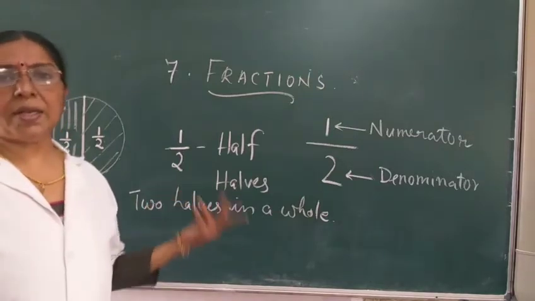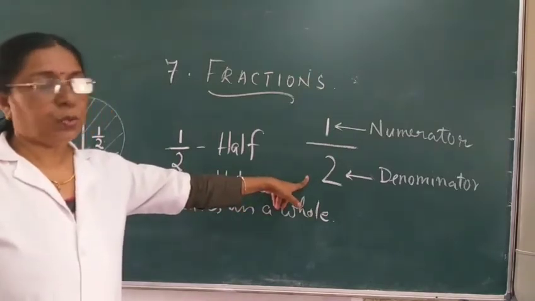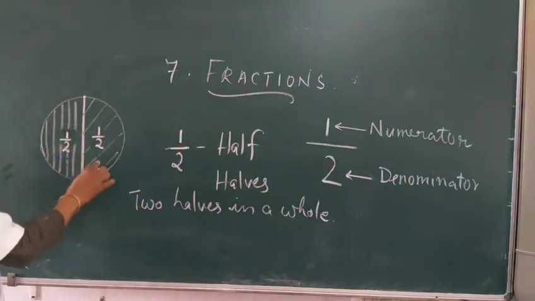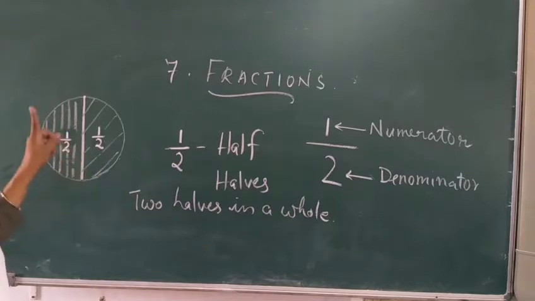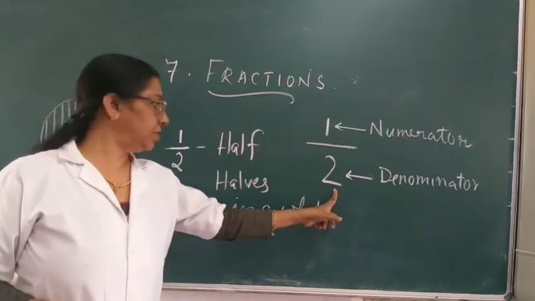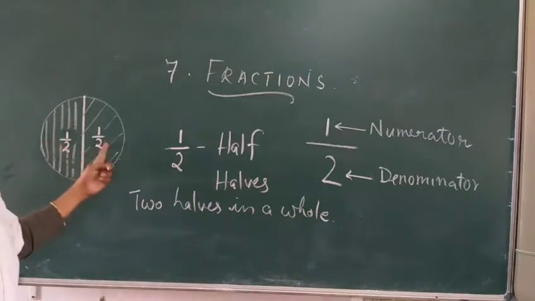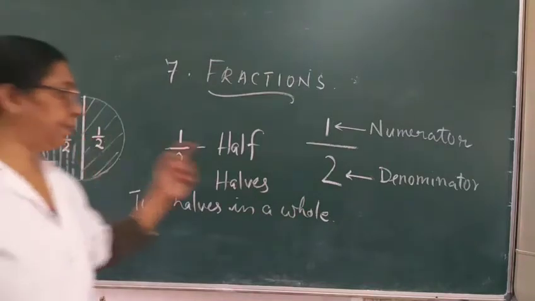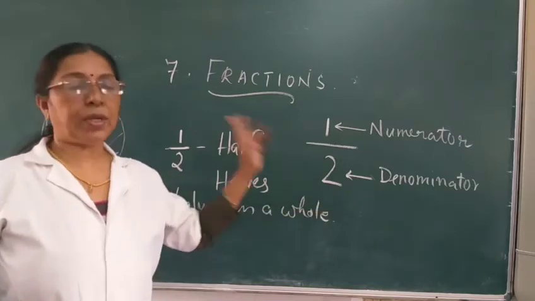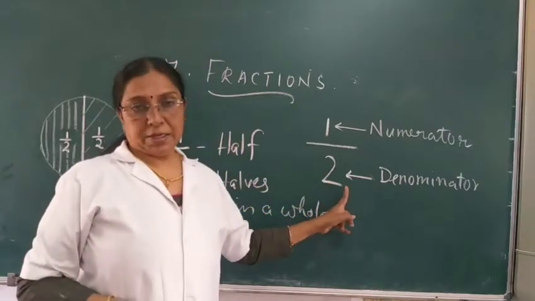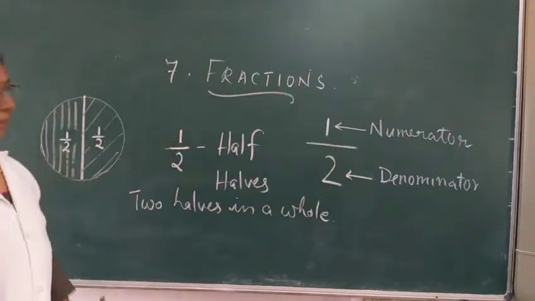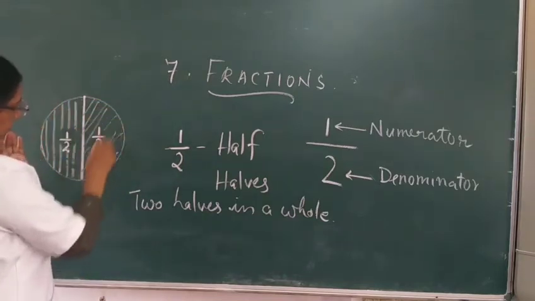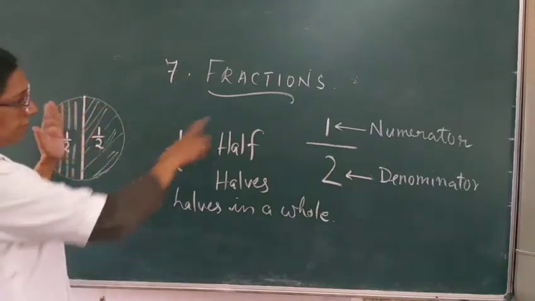And what are the denominator and numerator? See, what is this 2? This 2 is the total number of parts. I cut this whole object into 2 equal parts. That represents this 2. How many? The total number of parts. That represents the denominator. Out of this, how many we selected, that is the numerator. This area we selected. Only one area, isn't it? That is why it is 1.